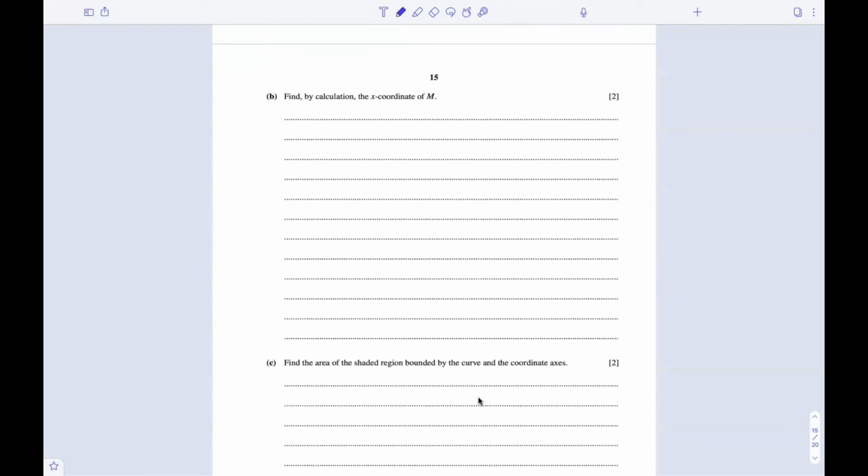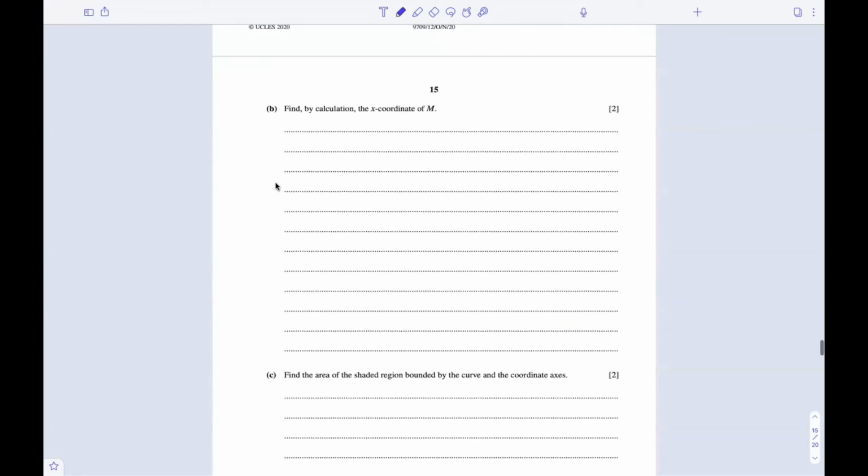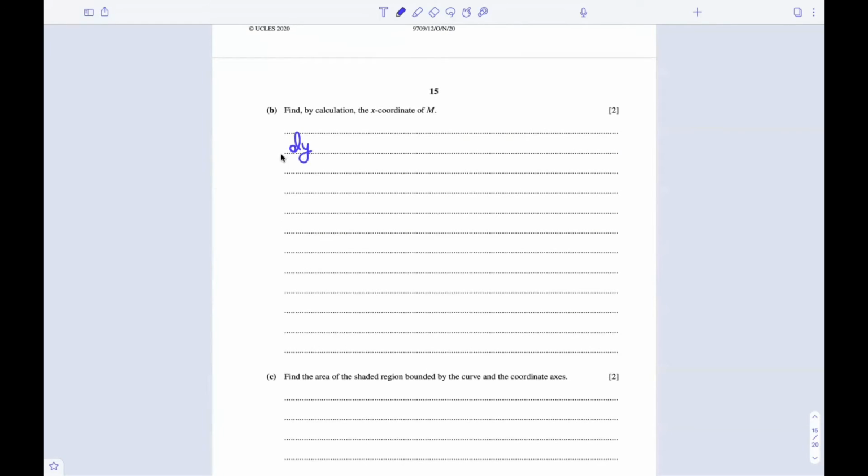Now in the next part, we have to find the x coordinate of M. As you know, M is the minimum point on the curve. So at that point, the dy/dx would be 0. So first of all, we can start off by writing that dy/dx would be 0 for the minimum point M. The dy/dx was 8 divided by (3 minus 2x) to the power 3, minus 1, is equal to 0. Taking the 1 on the other side, we get 8 upon (3 minus 2x) to the power 3 equals 1.